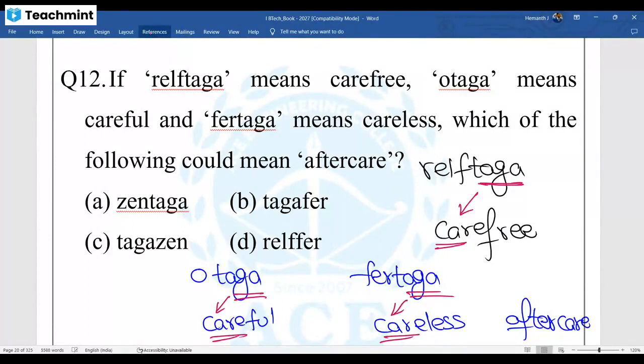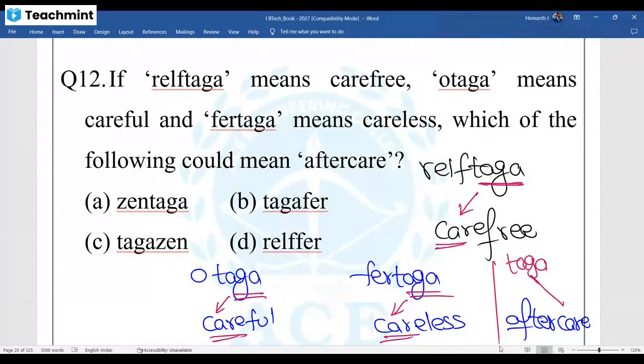Yeah, one thing is TAGA means care, good. But when TAGA is at the end, care is at the first, opposite places. If care is at the last, TAGA should be first. So in the question they are asking aftercare, where care is at the last, then TAGA should be the first one. You understand that point? It's like the positions, last and first, swapping. Okay, we got TAGA, good.